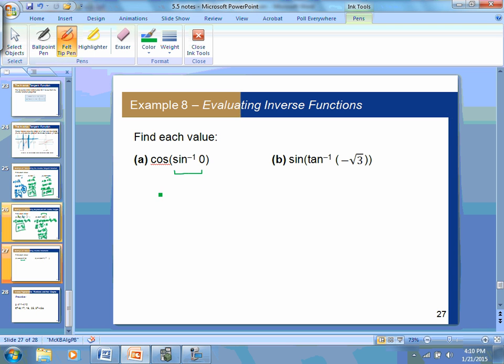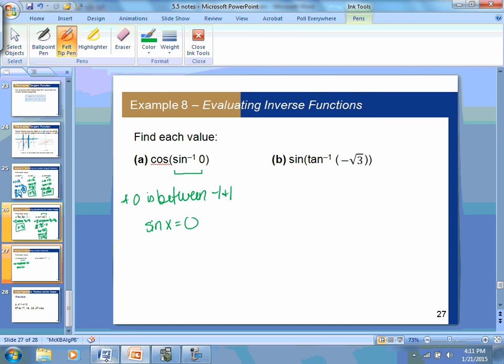Now again, for our sine functions, remember this x value has to be between negative 1 and 1. So that's my first thought, that 0 is between negative 1 and 1. That was my domain values that I had to stay between. Okay, so that means that I can definitely do this problem. So that means the sine of something is 0.